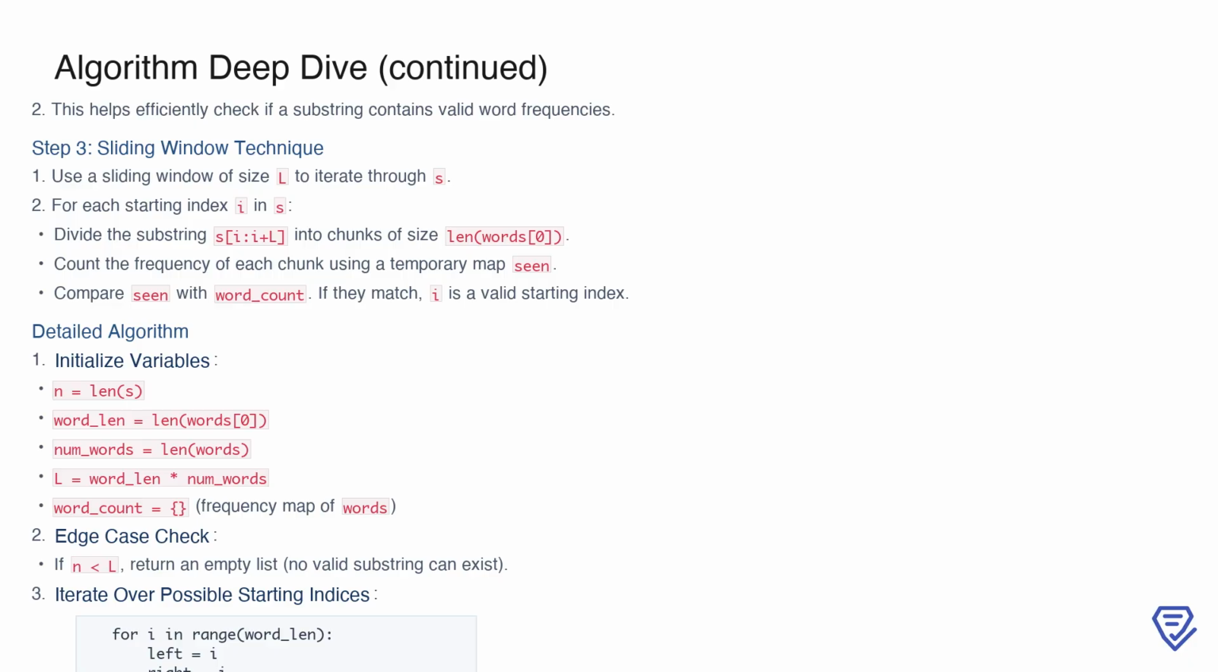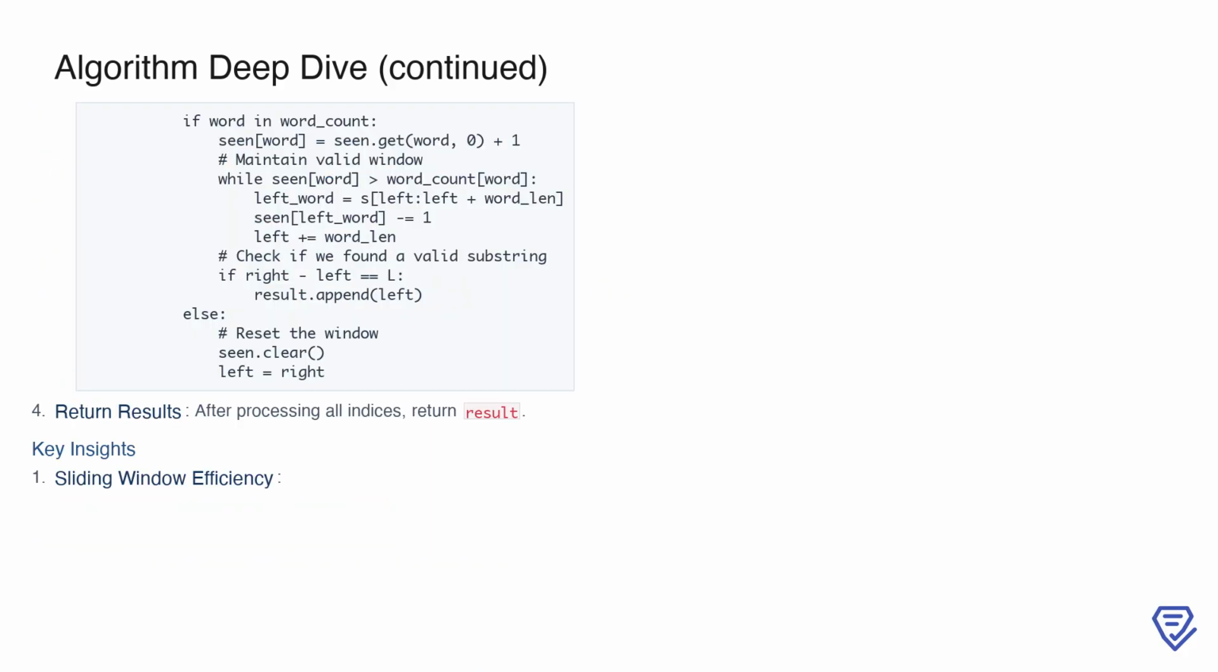Finally, we loop over possible starting indices, and for each, we maintain a sliding window using left and right pointers. The right pointer expands the window to include chunks of size word_len, while the left pointer adjusts to maintain a valid window. As we process each chunk of the substring inside the window, we first check if the chunk is a valid word in word_count. If it is, we increment its count in the seen map. However, if the count of this word exceeds its expected frequency in word_count, we adjust the window by moving the left pointer forward and decrementing the counts of the words that are sliding out of the window. This ensures the window remains valid.